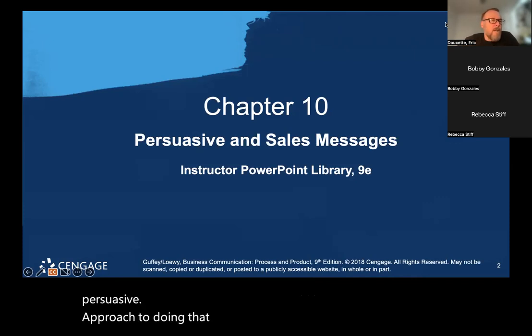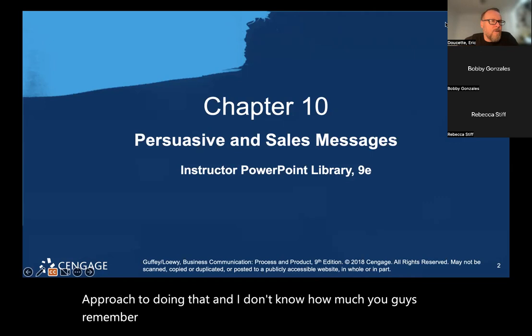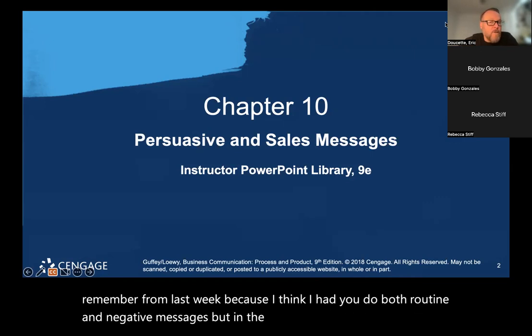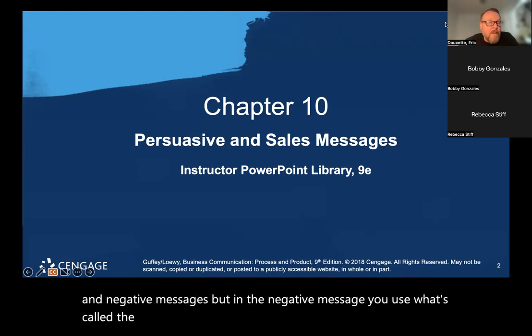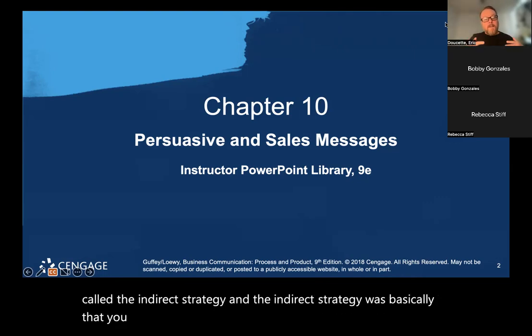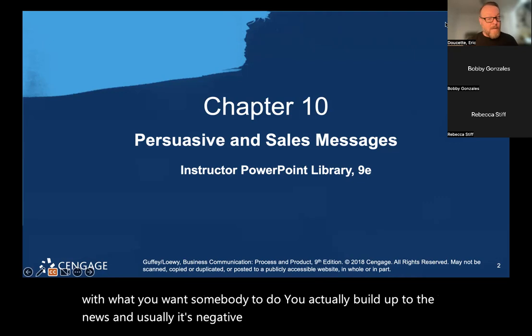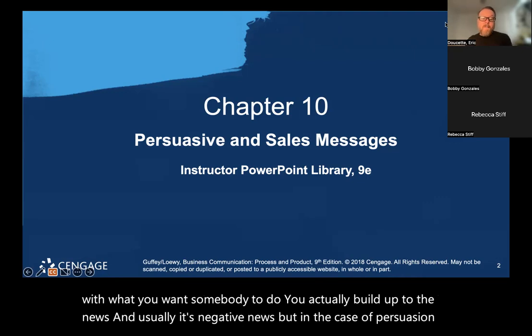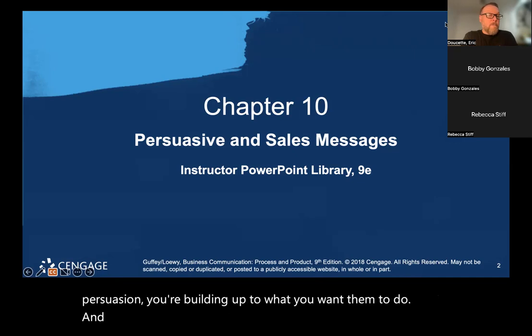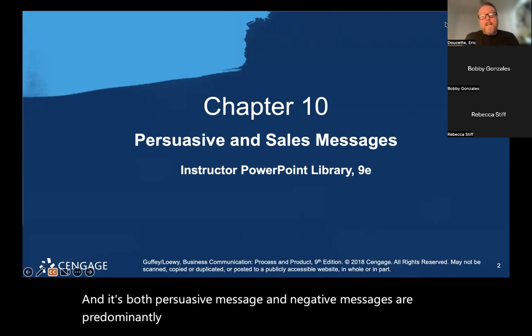I don't know how much you remember from last week, because I think I had you do both routine and negative messages, but in the negative message, you use what's called the indirect strategy. The indirect strategy was basically that you don't come right out of the gate in your message with what you want somebody to do. You build up to the news, and usually it's negative news, but in the case of persuasion, you're building up to what you want them to do. Both persuasive messages and negative messages are predominantly going to be written with the indirect strategy.